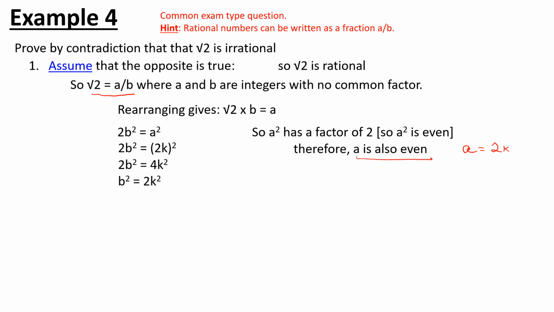So now I can see that b squared is even because b squared is 2 times something. So b squared has a factor of 2, it's even. And from the proof that we did earlier on, if b squared is even, then b is also even.